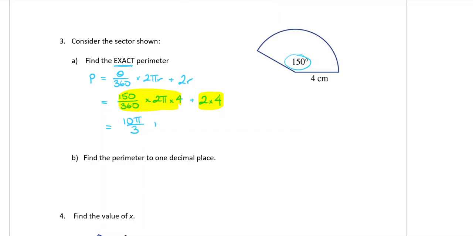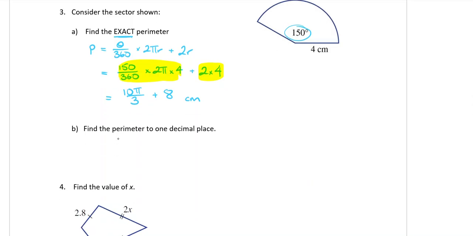The second term is much easier. 2 times 4 is 8. Okay, so that would be it. That's the exact perimeter of that shape, and it would be in centimetres. Part B, find the perimeter correct to 1 decimal place.